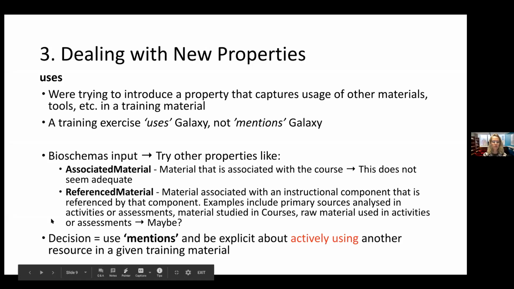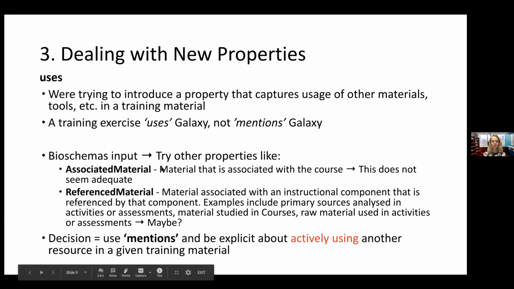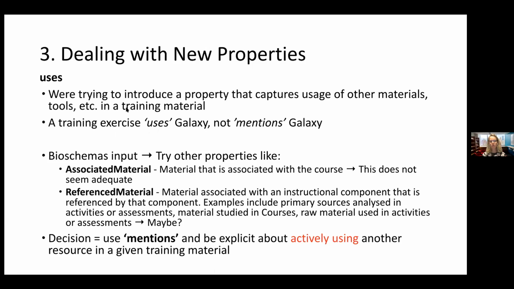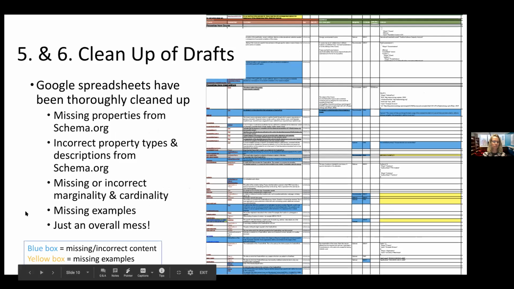So the decision that Patricia, Leila, and I came to is that we will use the property mentions and be explicit again in the description, saying that you must actively use another resource in a given training material, so that a training exercise mentions Galaxy, and that property can be used only if Galaxy is actively used in that training material.